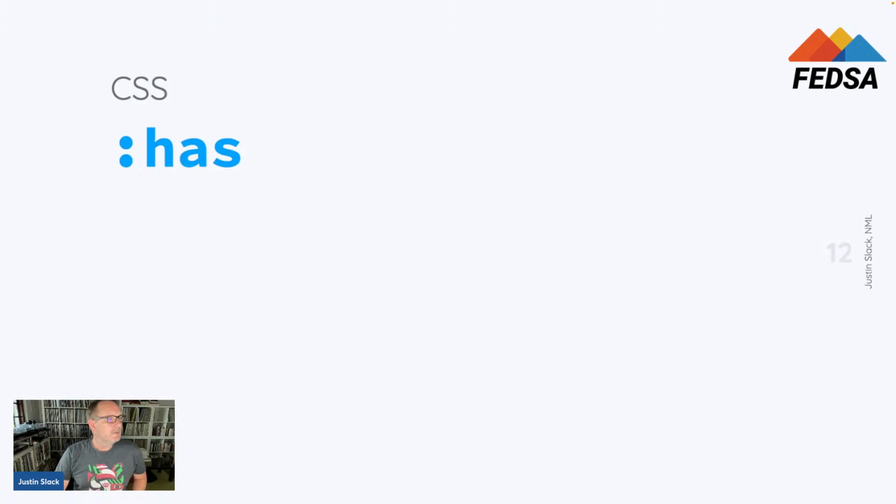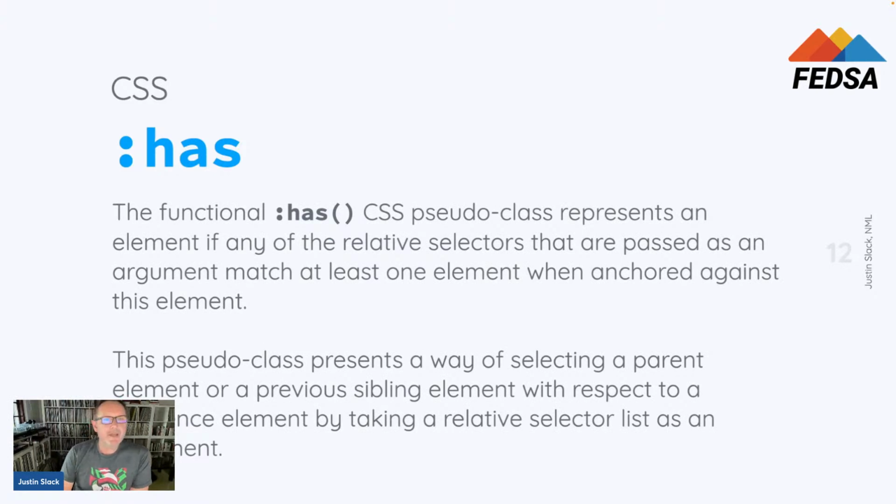Okay, all right. So :has. Functional :has is a pseudo-class. This represents an element if any of the relative selectors that are passed as an argument match at least one element when anchored against this element. That's a real mouthful. That's directly from the specification. I will explain what all those things mean.